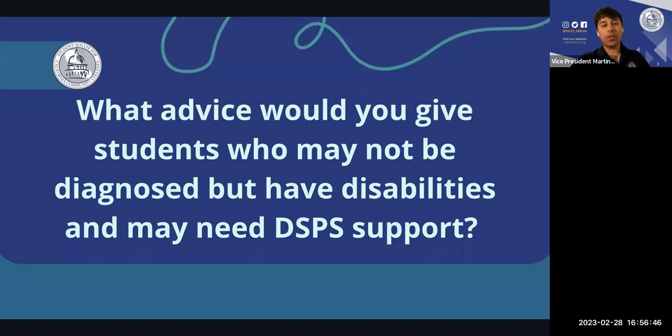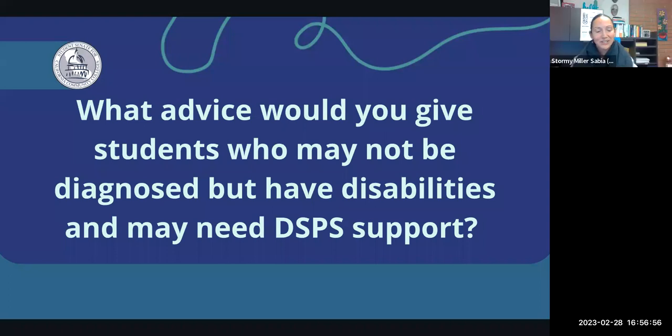So then, what advice would you give students who may not be diagnosed, but have disabilities and may need DSPS support in this area? Yeah, I really love this question. Oftentimes what I'll share when I'm communicating with other members of my team here at COM is that ultimately we're student accessibility services, and access means many different things to individuals, right? And there are individualized approaches to access.